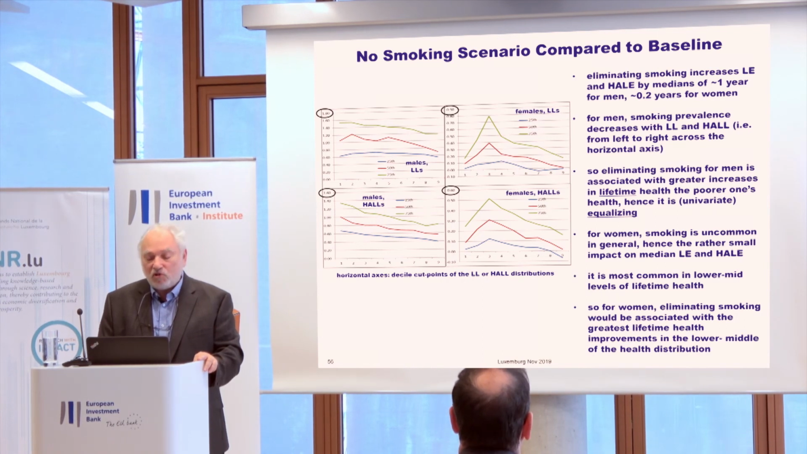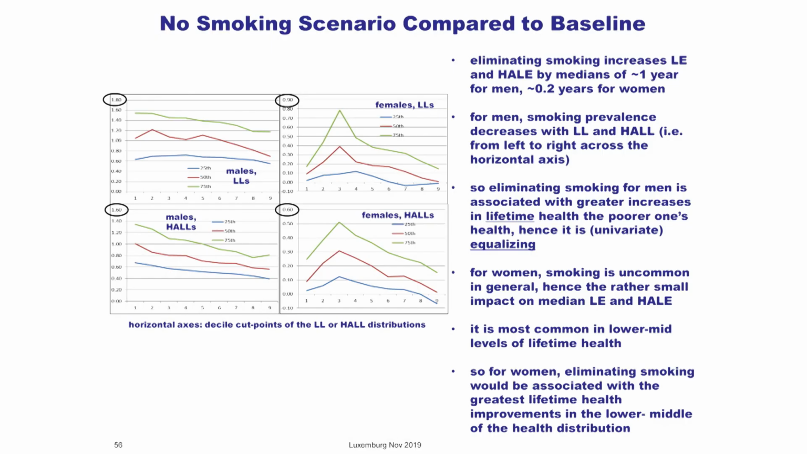For men, the smoking prevalence decreases with life length and health-adjusted life length, i.e. from left to right, across the horizontal axis. So eliminating smoking for men is associated with a greater increase in lifetime health the poorer one's health is to start with. Right? So that's an equalizing change. For women, smoking is uncommon, at least based on our analysis, at the lowest levels of health-adjusted and life expectancy. Most common in the lower middle ranges, so that's why we get the humped pattern.